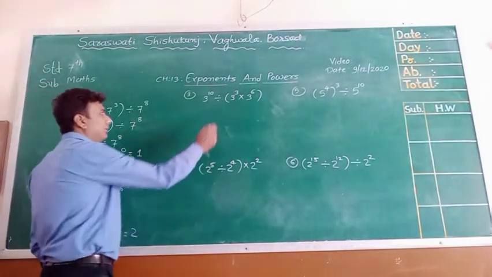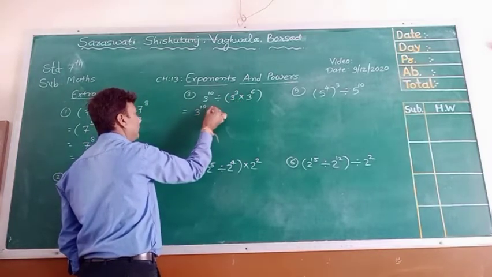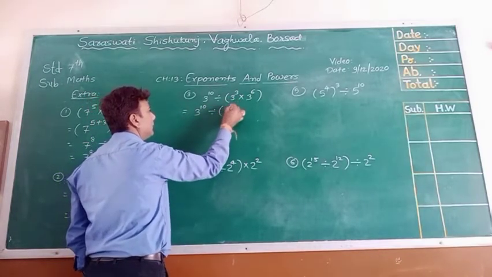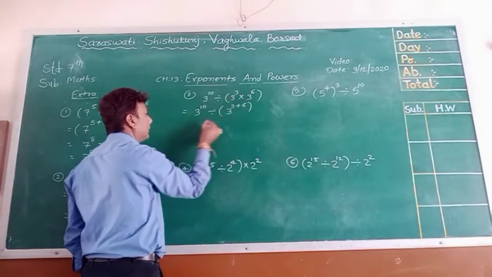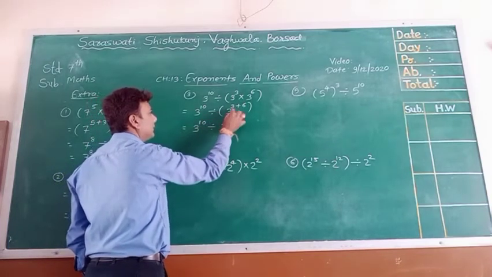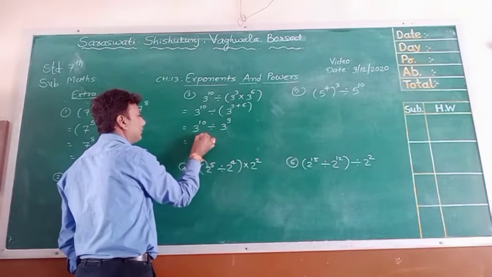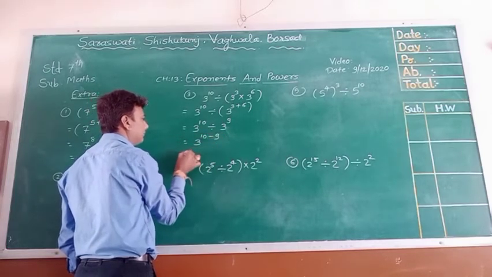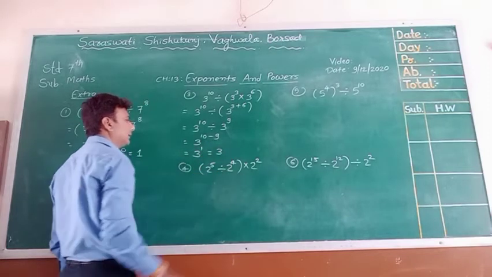Here first we will simplify this bracket. 3 raised to 10 divided by, same base multiplication, sum of their powers, 6 plus 3 is 9. Same base division, subtraction of their powers. 10 minus 9 is 1, and 3 raised to 1 is 3.